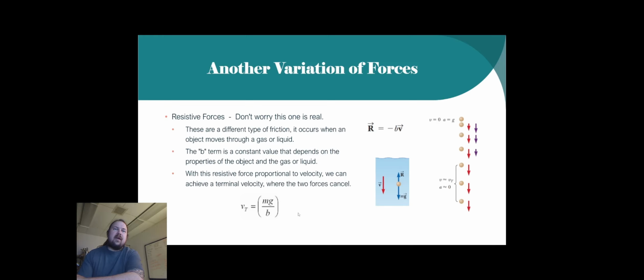Okay? And if you do that, you come up with this equation down here. Right, this is where the two forces cancel, and you end up with a terminal velocity of mg over b.